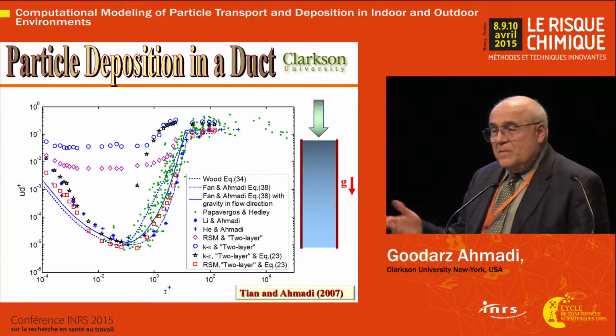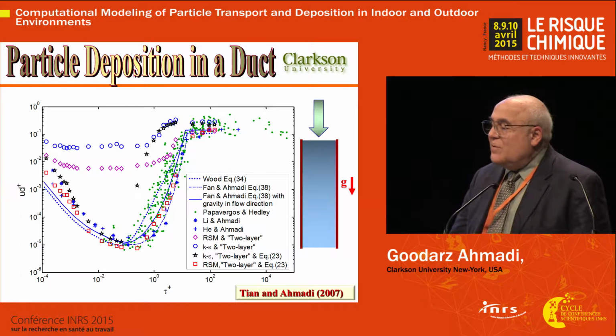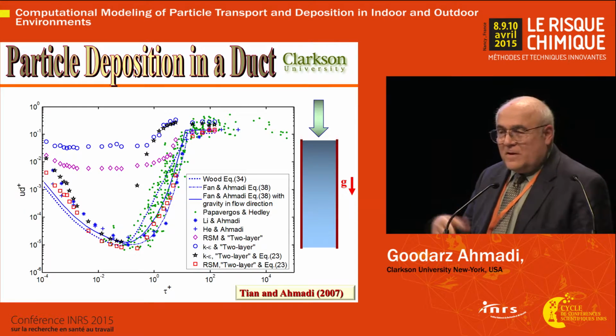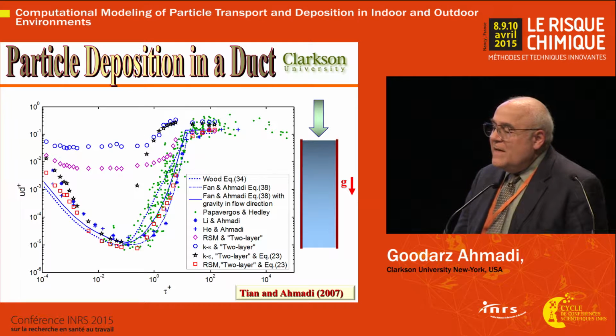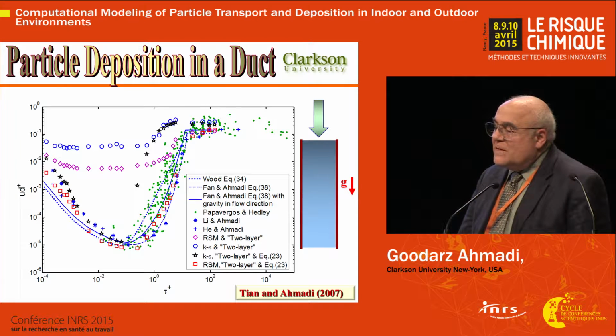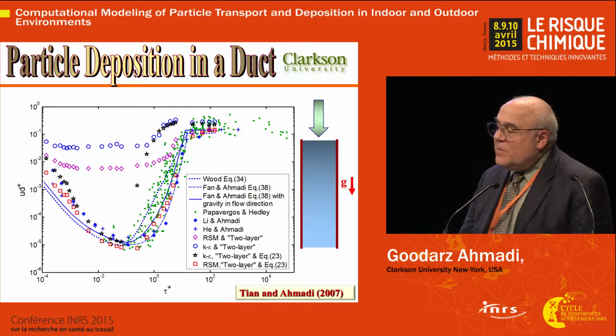Actually, this model was implemented in the Fluent code years ago, and then I was receiving a lot of calls that Fluent calculates wrong answer. I was worried about it. So what we did a few years ago, we actually tried to run Fluent and run our code and make a comparison. Here is deposition velocity, again, same graph, and the data is green dots here from Papavergos and Hidley.